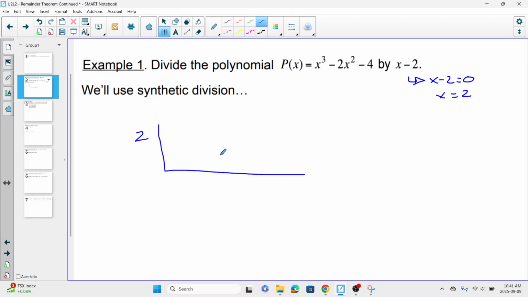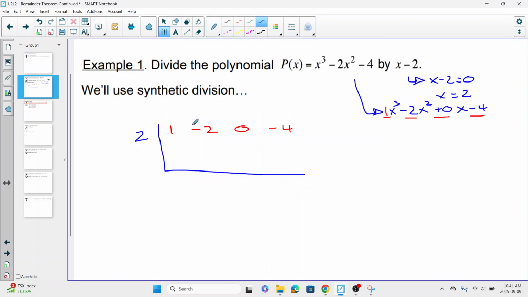So we would have a positive 2 here, and then we are looking for the coefficients of our terms, and we have to ensure all terms are accounted for. So we have x cubed minus 2x squared, and we're missing our x term. So we're going to have 0x minus 4. So our coefficients are 1, we don't see it, but we know it's there, negative 2, 0, and negative 4. Okay, so we have 1, negative 2, 0, and negative 4.